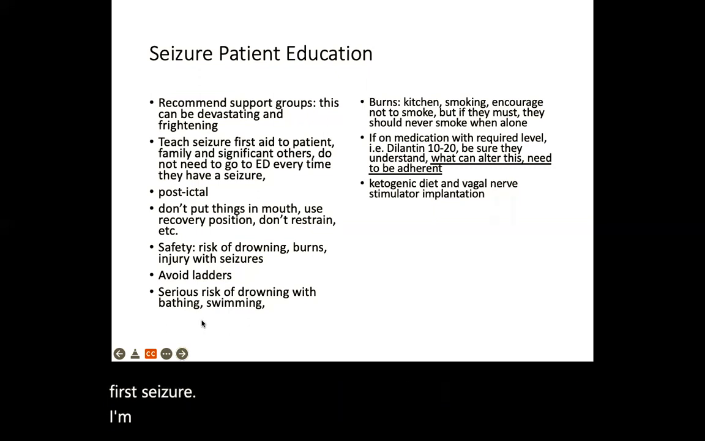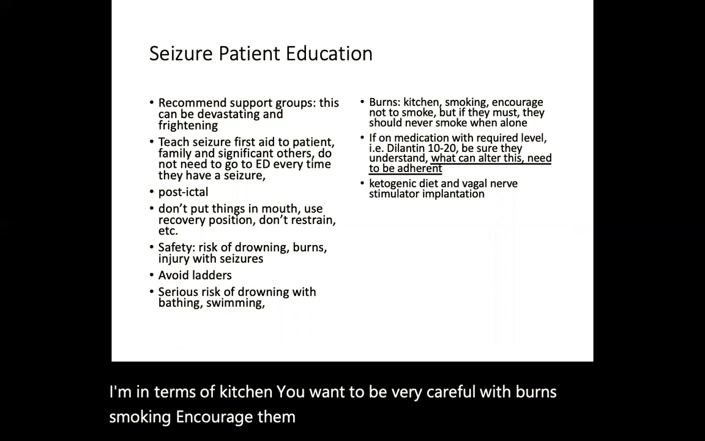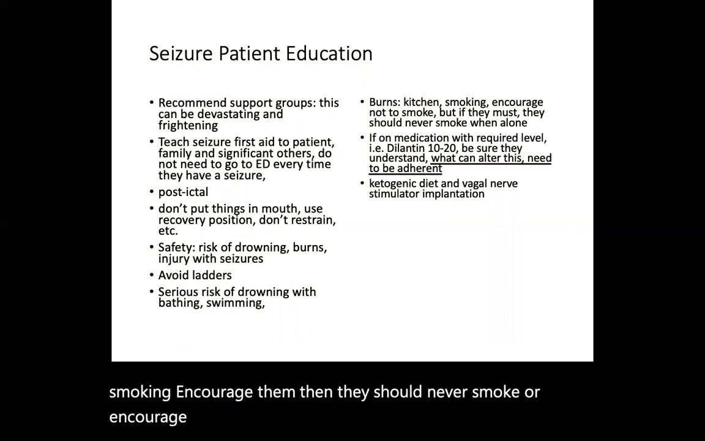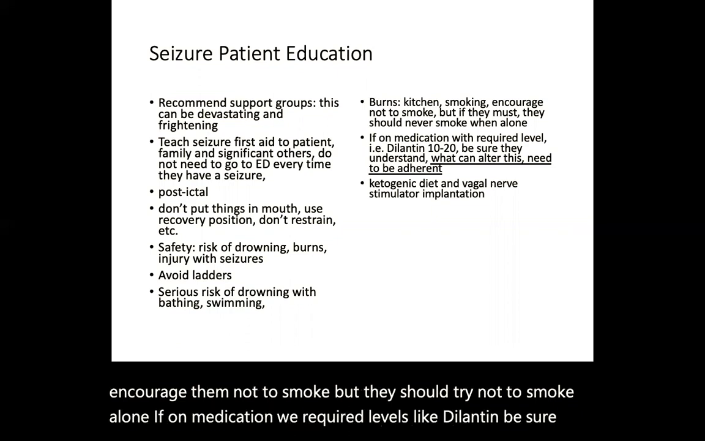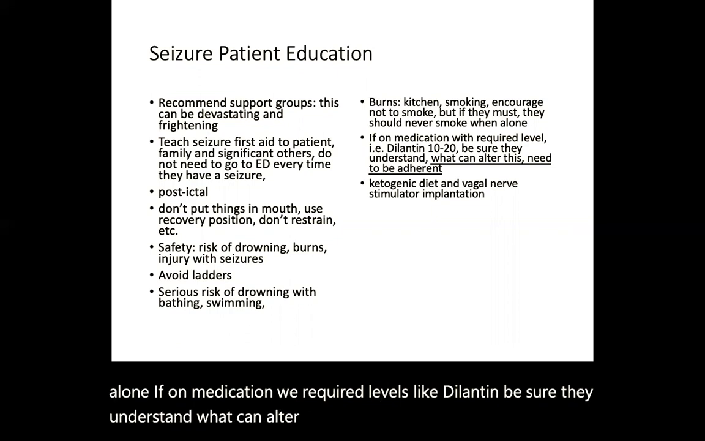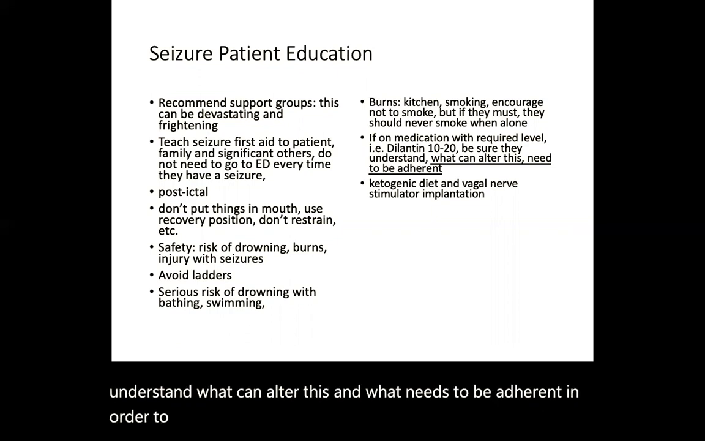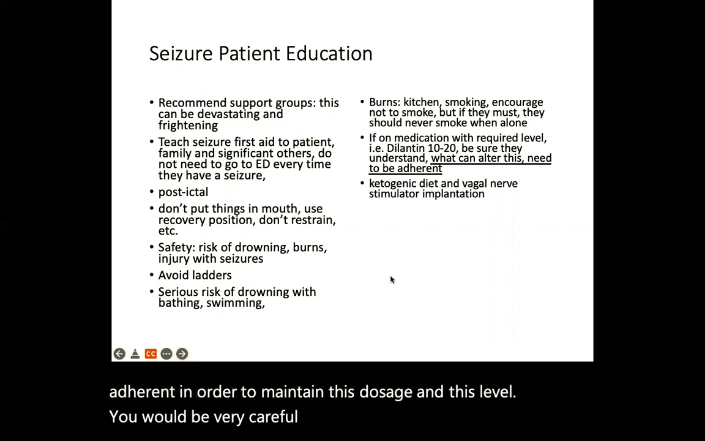In terms of kitchen, you want to be very careful with burns, smoking. Encourage them not to smoke, but they should try not to smoke alone. If on medication with required levels like Dilantin, be sure they understand what can alter this and what needs to be adherent in order to maintain this dosage and this level. You want to be very careful with ketogenic diets and vagal nerve stimulator implantation.